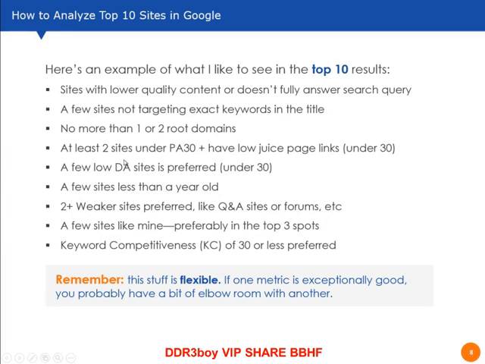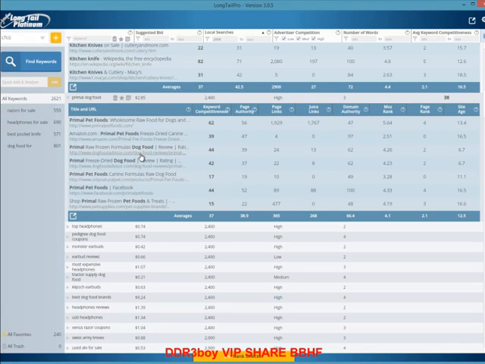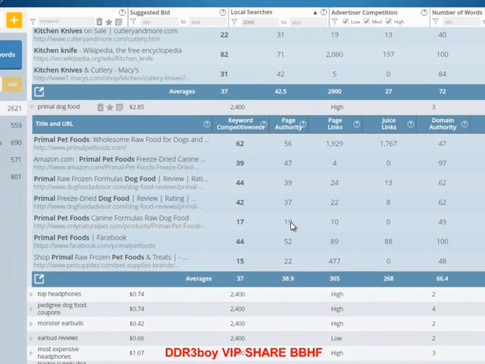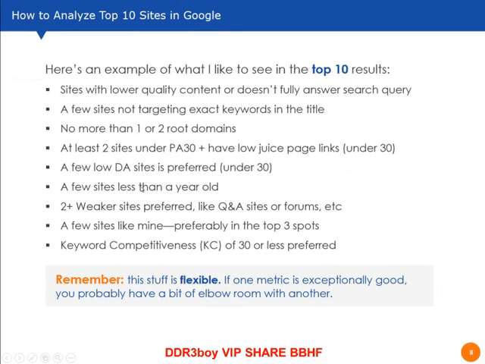At least 2 sites under a page authority of 30 and have low juice links. So page authority under 30, there actually are 2 sites, and they both do have low juice page links, although this one does have a lot of page links. So that's one good sign.